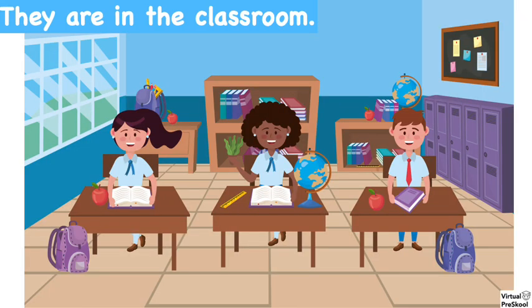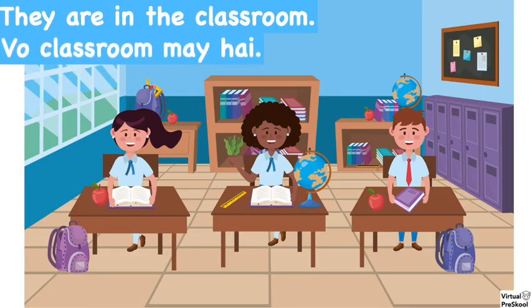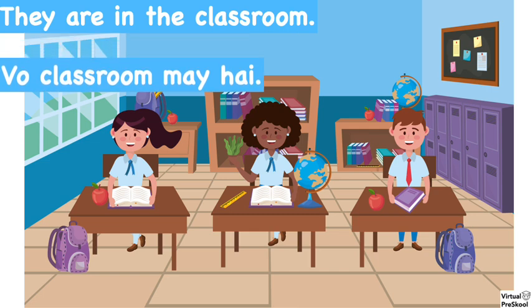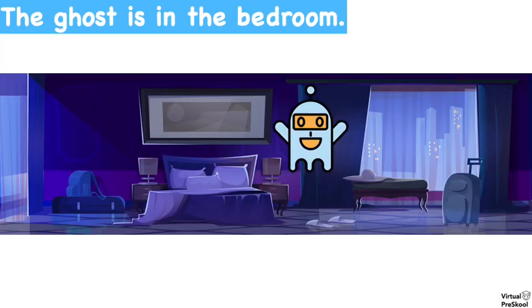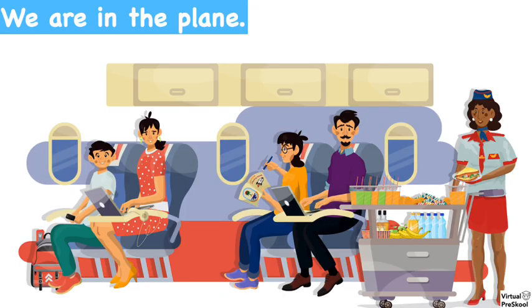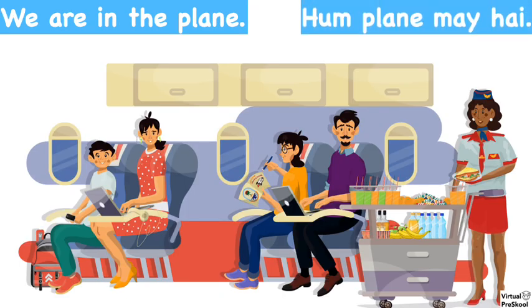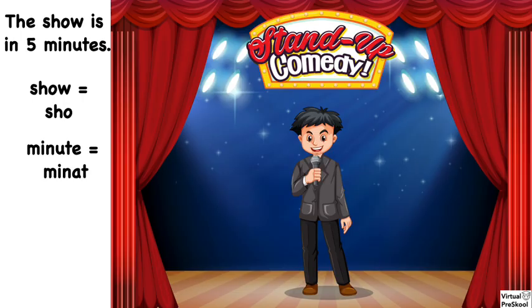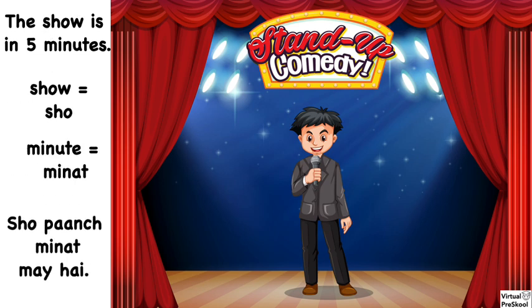हम ट्रेन में हैं. They are in the classroom. वो क्लासरूम में है. The ghost is in the bedroom. Ghost bedroom में है. We are in the plane. हम plane में है. The show is in 5 minutes. Show 5 minute में है.